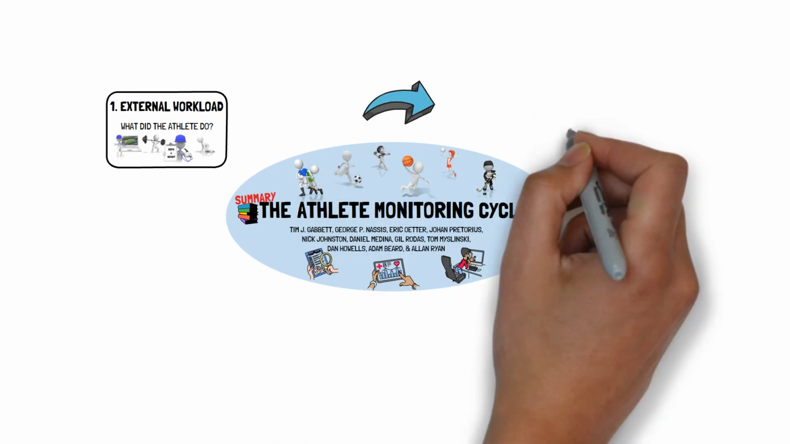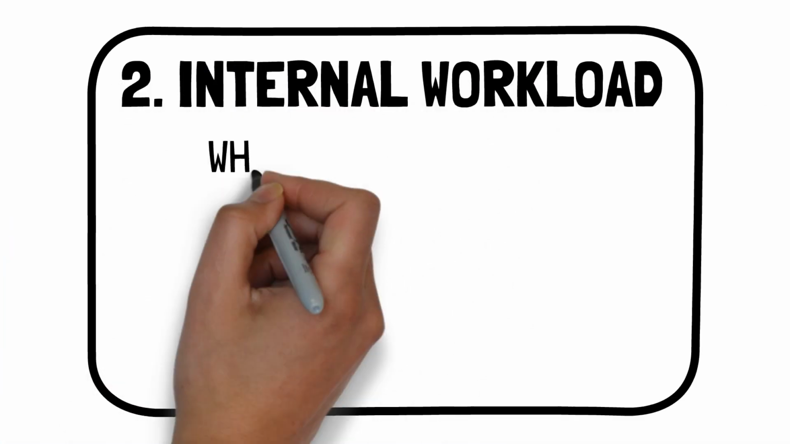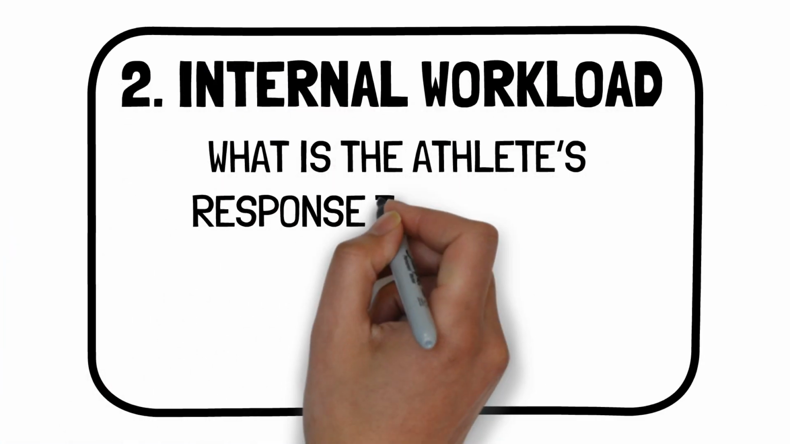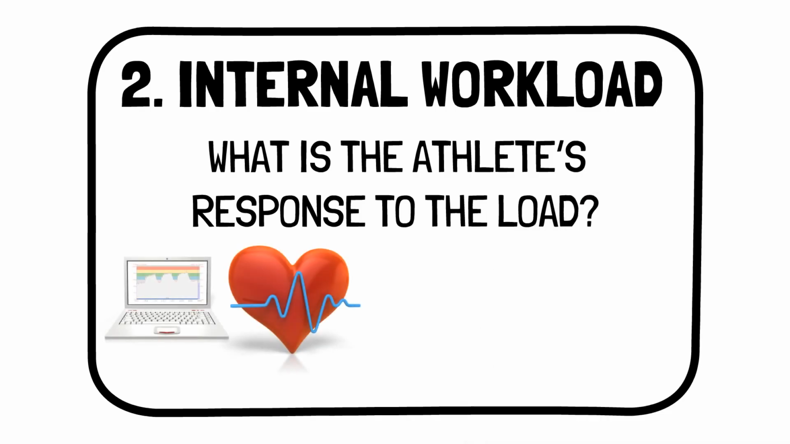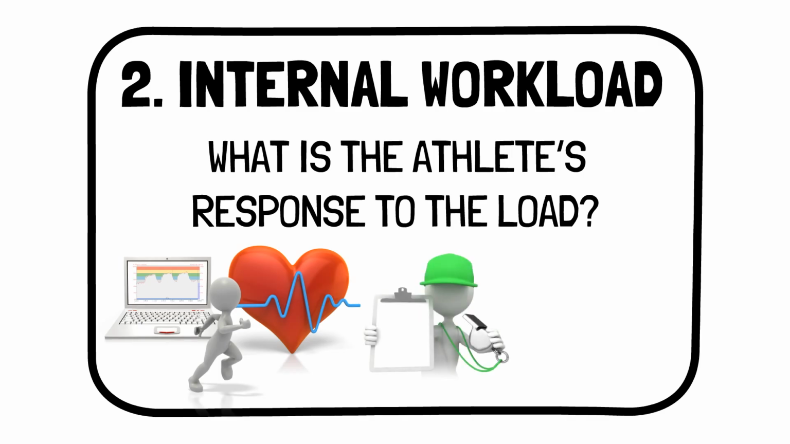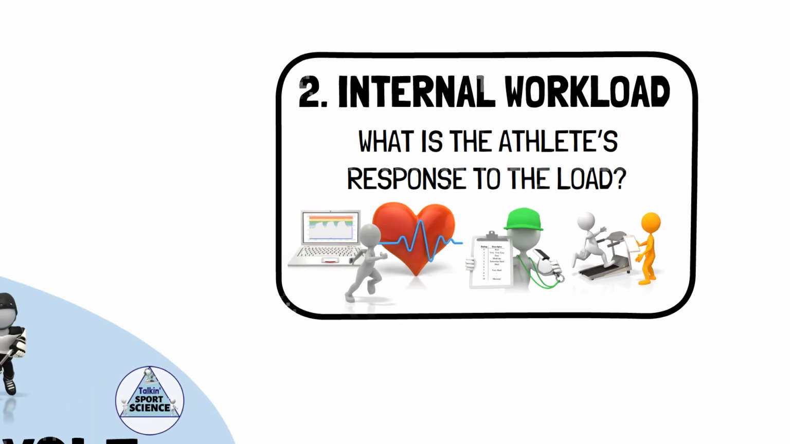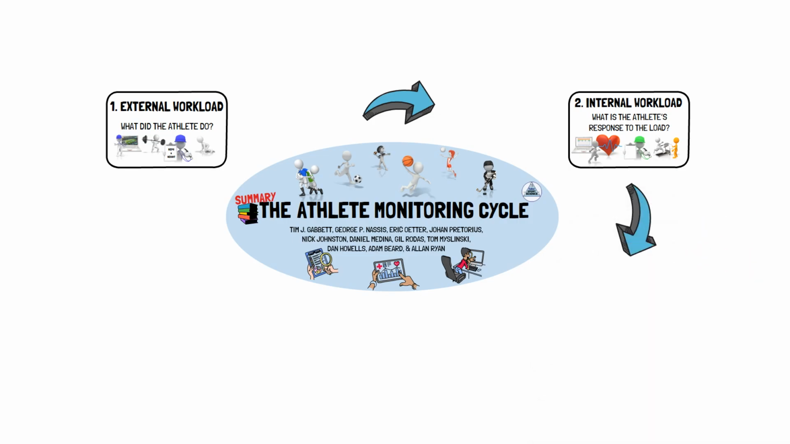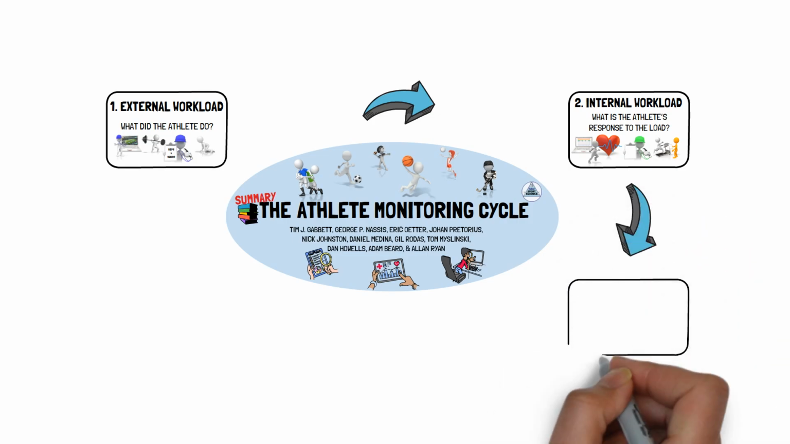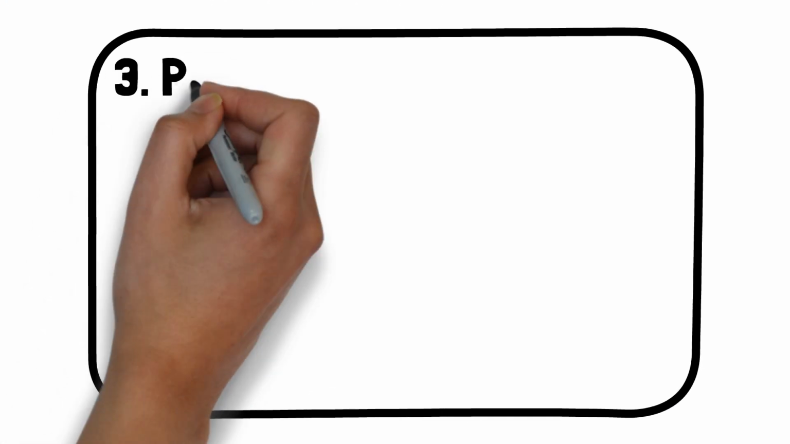Moving on to Step 2, internal workload. This measures how the athlete's body responds to the workload, using markers such as heart rate responses, for example, time in heart rate zones or heart rate variability, perceived exertion scores, or lactate threshold testing. Monitoring internal workload ensures training can be tailored to individual needs, as not all athletes respond the same to the same training load.